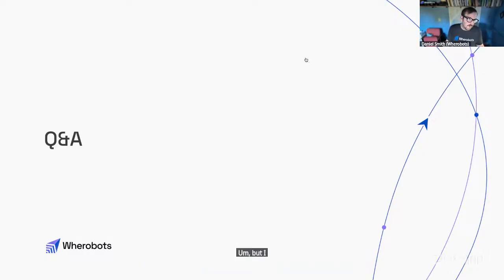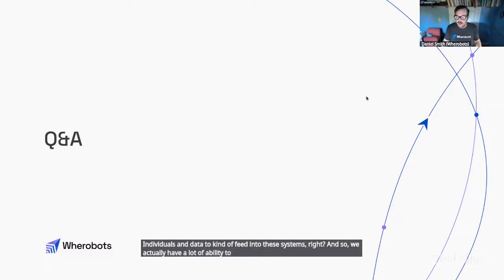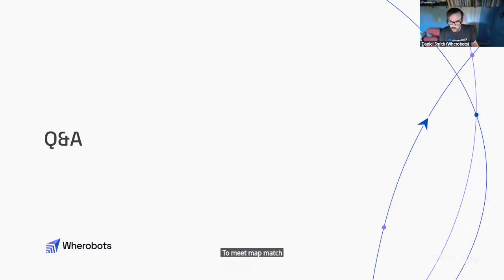But we really rely on high quality individuals and data to feed into these systems, right? And so we actually have a lot of ability to do data cleaning and data pre-processing steps as well. Like a lot of these demos, you put your best foot forward. But the generation of this graph network, we build that internally, and we have all of the tools that allow you to take messy or unstandardized road networks and convert them into something that's well structured for map matching, to work with other platforms as well.